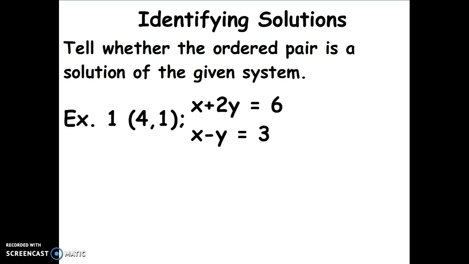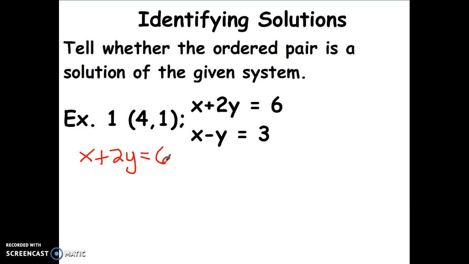Here's example 1. Take a minute to write the example down, pause the video, press play when you're ready to begin the example. Okay, so we're provided with (4, 1) as our ordered pair. This is a possible solution. However, we have to see if it is the correct solution for these two equations. So let's begin with the first equation, x plus 2y equals 6.